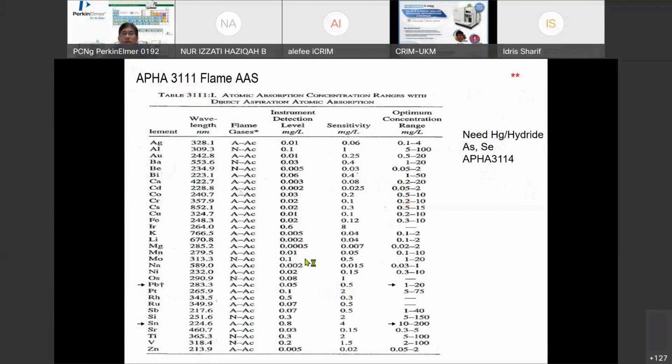Okay, then we look into the lead element and also tin. The lead element, even though listed under flame, look at the range: it starts from 1 ppm to 50 ppm, which is higher than what is stated in our DOE limits. So flame AAS, even though listed as a method for the element, based on the detection range, is not good. Same thing with tin. It starts from 10, whereas the DOE limit is at a lower level.